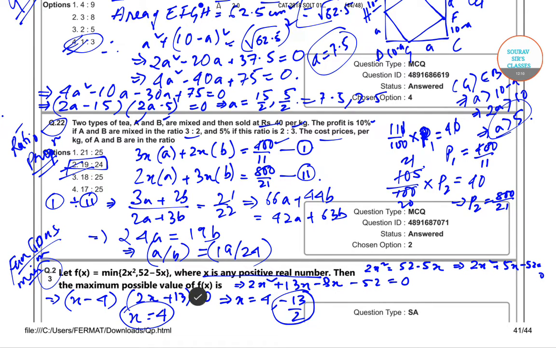So now the value in that case will be 2 into 4 square, which is 2 into 16, 32. So 32 is the maximum possible value of f of x. This is the answer to question number 23. We'll be solving the next questions in the subsequent videos. Thank you very much.